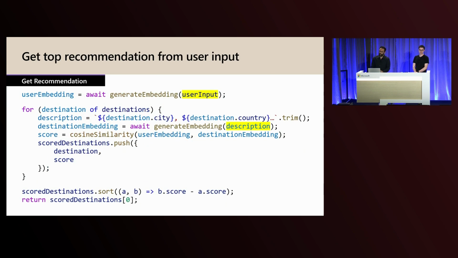The final bit of code is getting the embeddings for the user input, so a text field that the user entered in, something like "I want to go ski," and then comparing that with what we have in the database. In the demo app that we have here, the database is a simple JSON file with a lot of attributes.